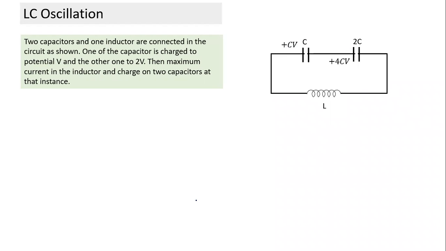Give a couple of minutes. All of you try and solve now, using the same method we used in the previous case. Find the maximum current as well as the charge on the two capacitors at that instant.